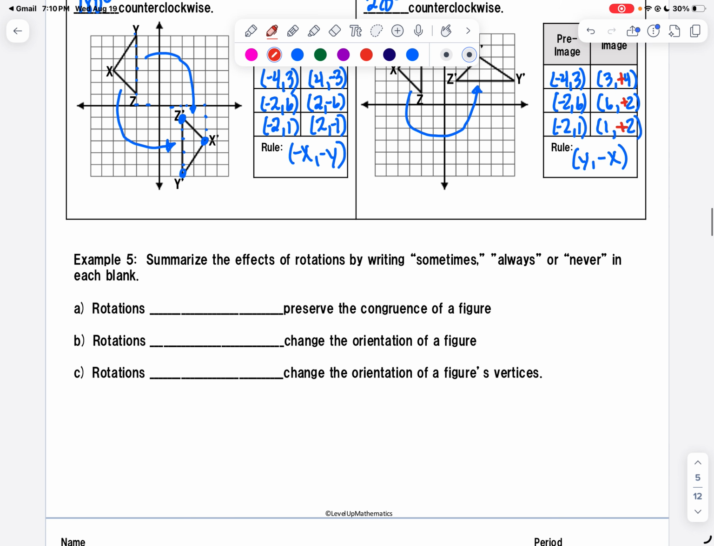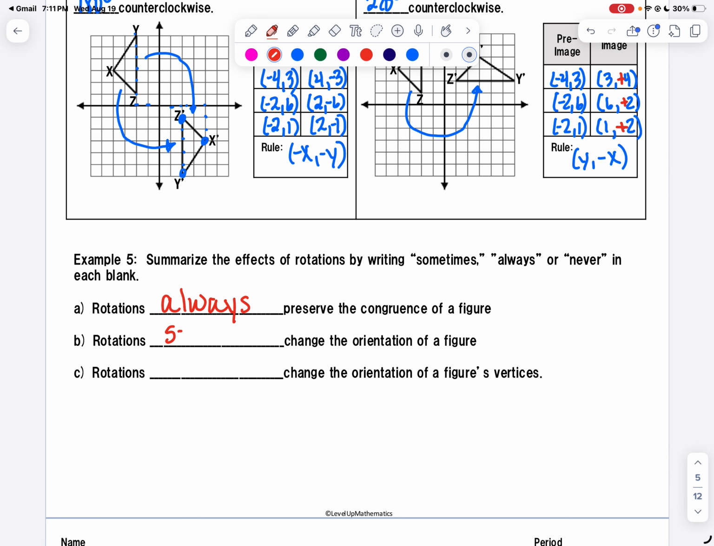All right, example 5. Summarize the effects of rotations by writing sometimes, always, or never. So rotations, do they sometimes preserve the congruence of a figure? That's the same thing as the size of the figure. Do they always preserve the congruence of the figure, or never preserve the congruence of the figure? Well, rotations do not change the size of the figure. So rotations always preserve the congruence of the figure.